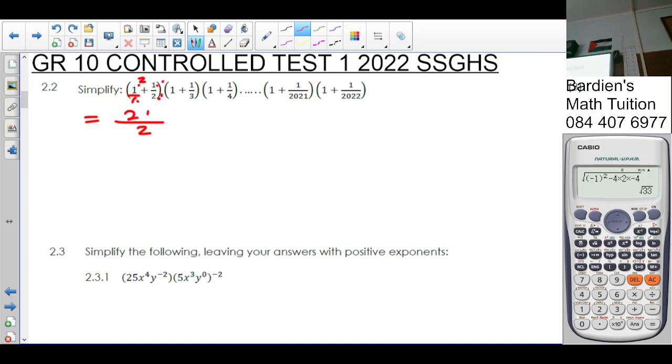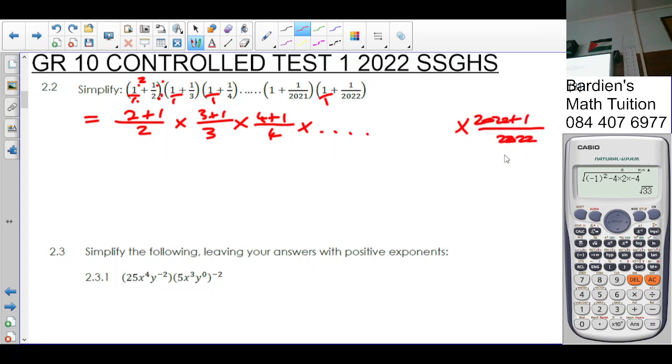So that's going to give you 2 plus 1 times. LCM here is 3. 3 plus 1 times. LCM here is 4. 4 plus 1 times, and so on. Now the last term. Over 1, your LCM here is 2022. 2022 plus 1. 2021 plus 1. 2021.